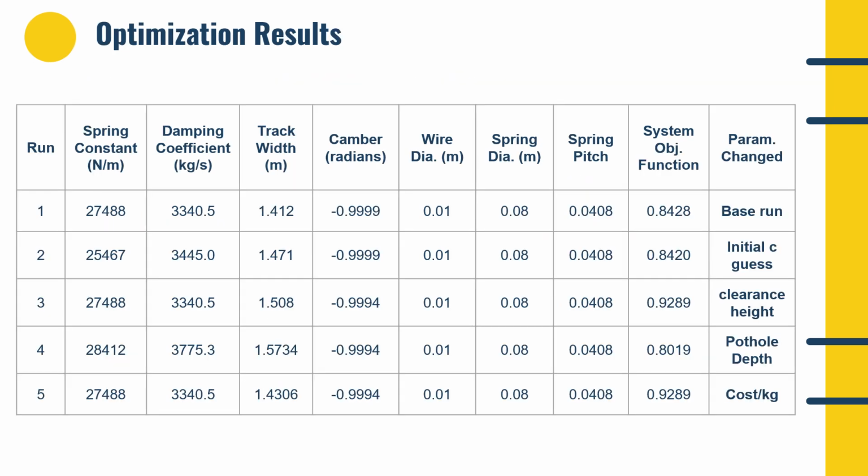For the optimization results, this table shows results for 5 different optimization runs. We kept most conditions constant and changed only one parameter per run to check sensitivity. We tried key design variables like spring constant, damping coefficient, camber, and spring geometry. The system objective function stayed above 0.08 in all cases, which shows consistent performance across variations.